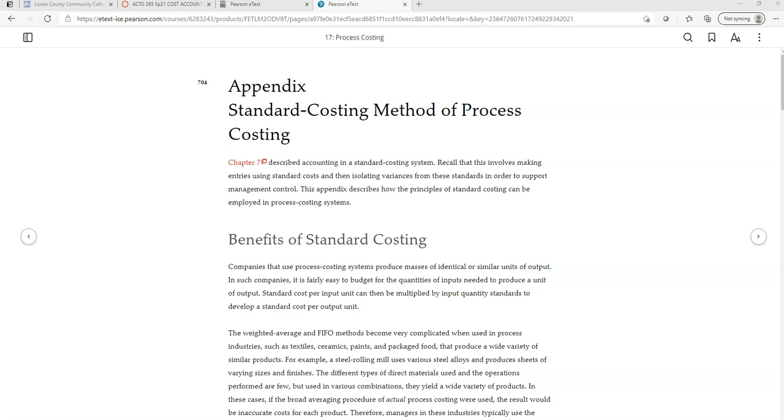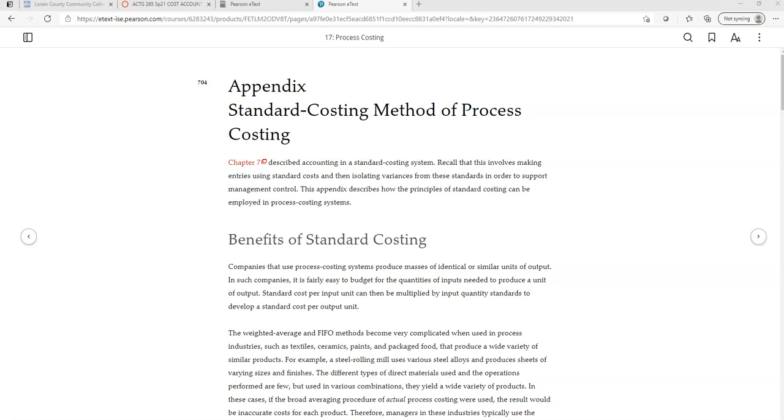And then with standard costing, remember we had variances. We had material price variance or cost variance. We had selling price variance. We had materials efficiency variance. We had cost, price, and efficiency variances for labor. And then we had our overhead variances as well.